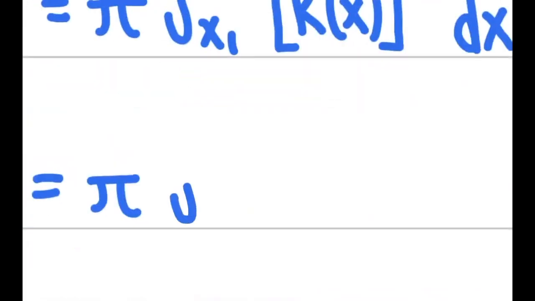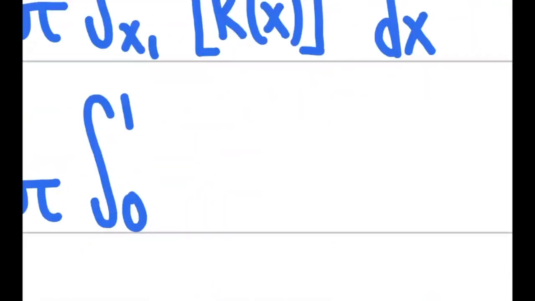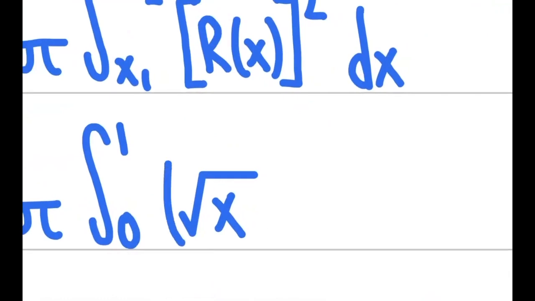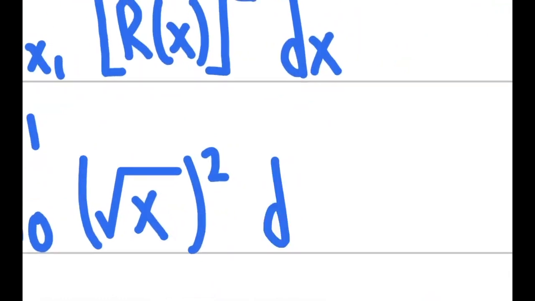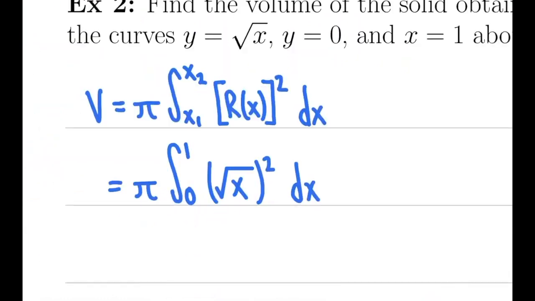All right, so the integral from 0 to 1 of the radius function, which is square root of x, and we're squaring that. That was a clean square root. Thank you.